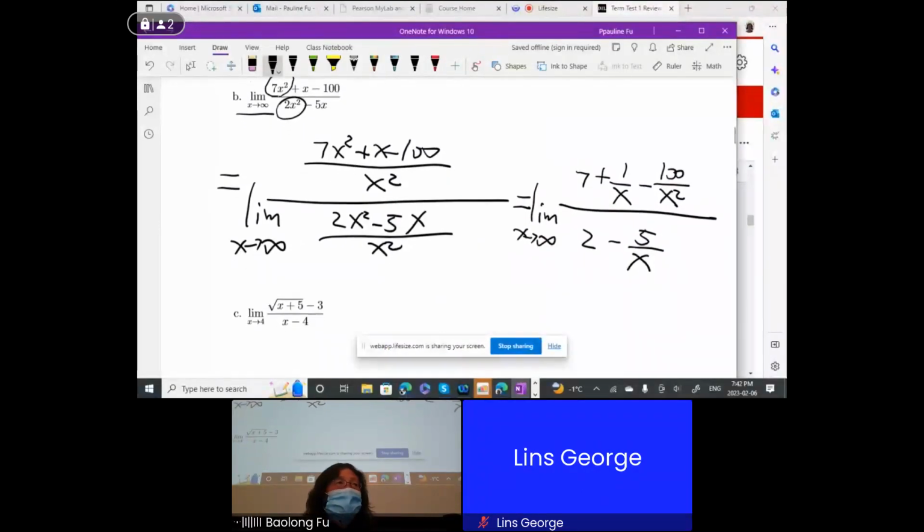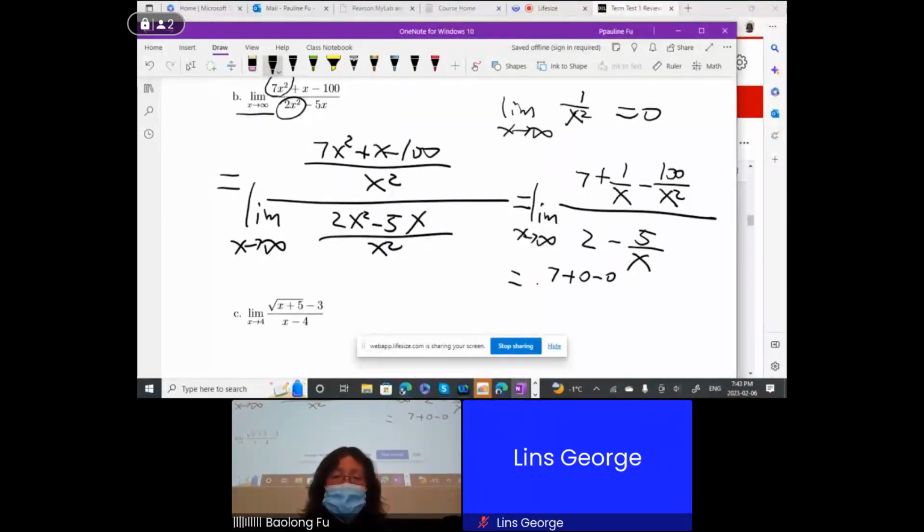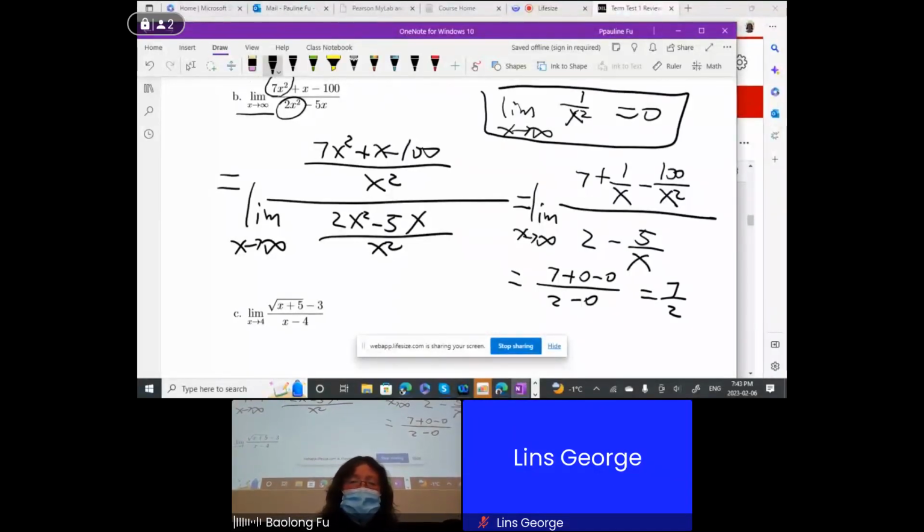And then you apply a basic knowledge. When x is very big, 1 over x is 0. And when x is very big, 1 over x squared is 0. Okay? And then you get 7 plus 0 minus 0 over 2 minus 0. It is 7 over 2. This is the basic fact you need to know: when x is very big, 1 over a very big number equals 0.